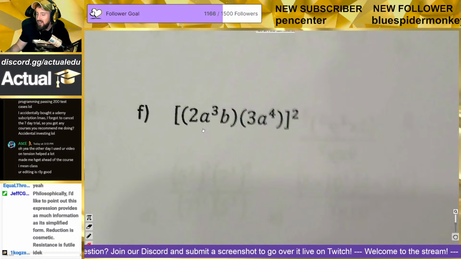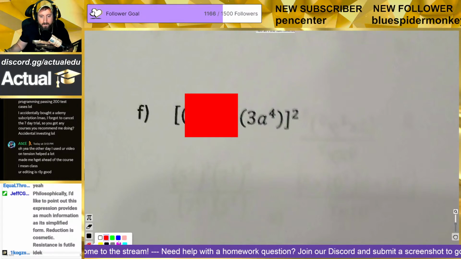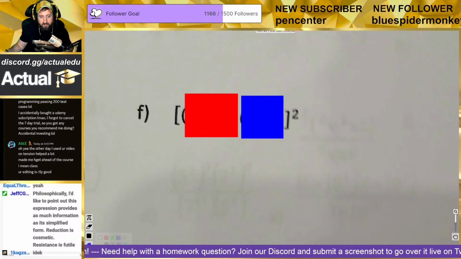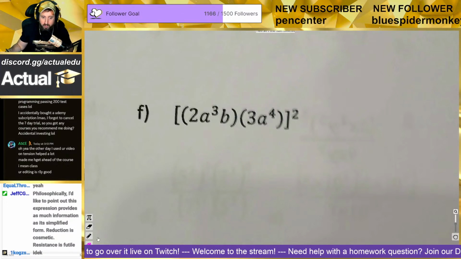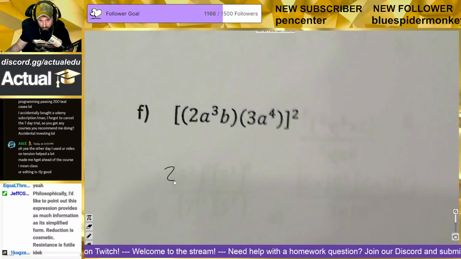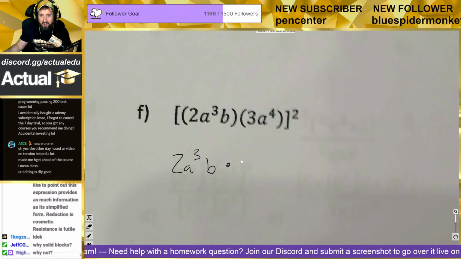All right. I like to work from inside out. The first thing I see is two chunks of things. I have something being multiplied by something else, and then all of that is getting raised to a power. So the first thing I'm going to do is multiply these two things together. Let's do 2a to the third b times the other solid block.